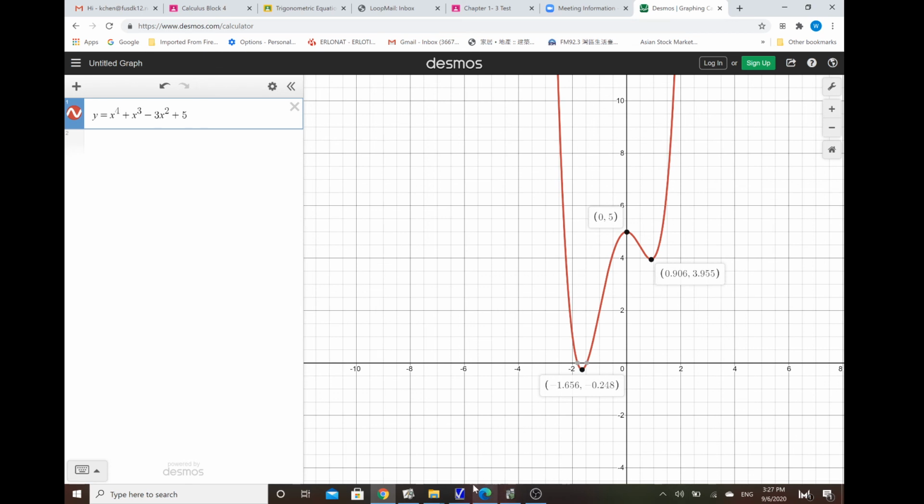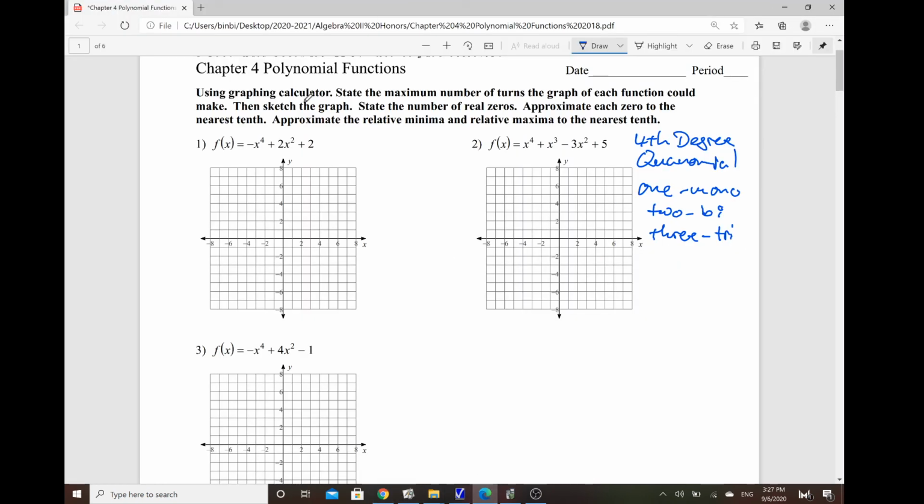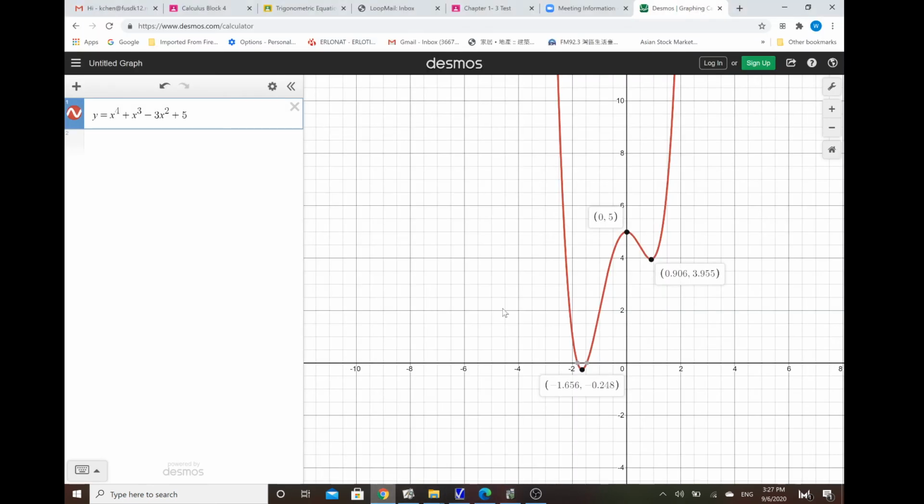So according to the instructions, let's go back to the instruction here. State the maximum number of turns of the graph of each function. So the number of turns, as you can see, this one is decreasing and then increasing to this position here. So that's considered 1 turn. And then all the way down here, this one is considered facing downward. It's an upside down parabola.